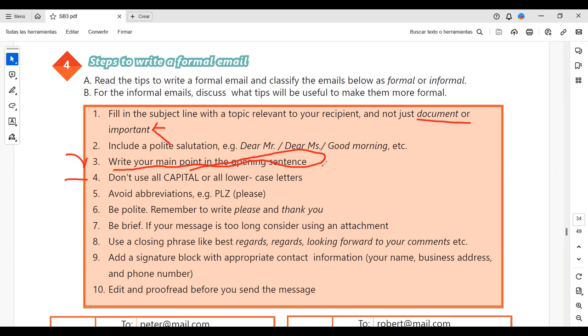No. We need to combine. We need to understand when to use the capital letters and when to use the lowercase. And of course, to combine them.